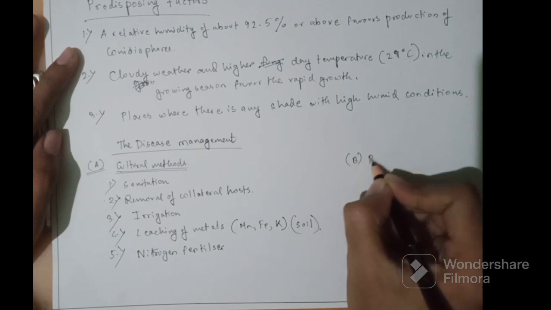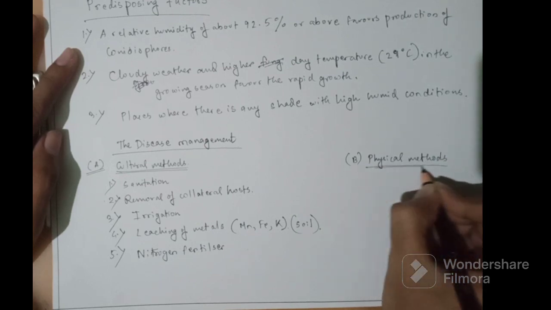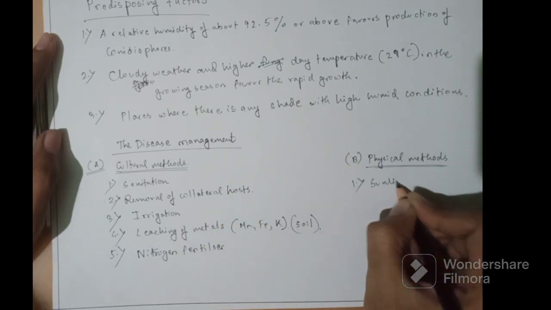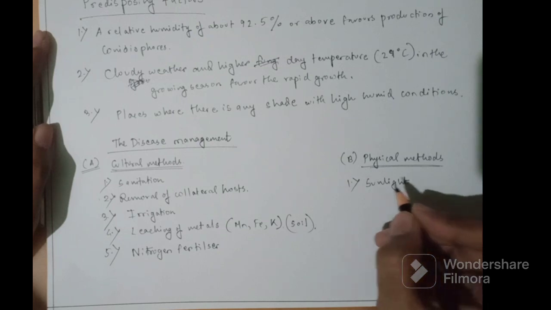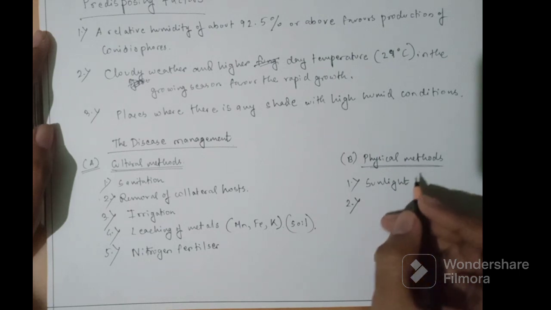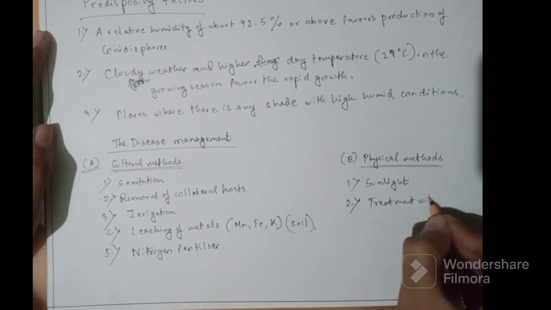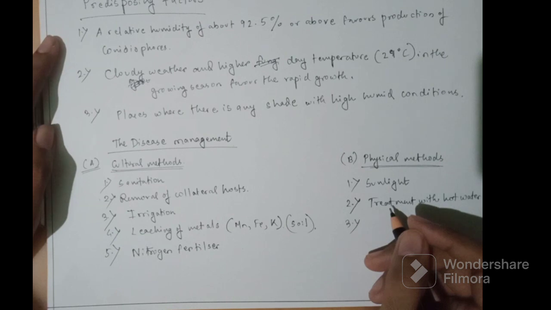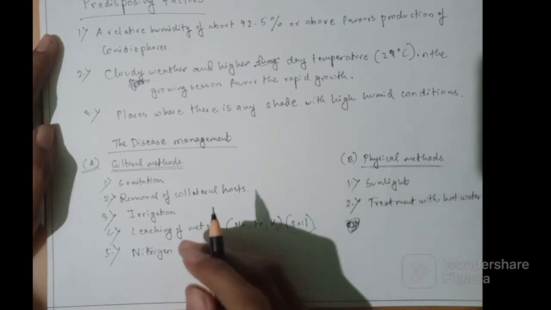Now, there are many physical methods, like growing the crop in a high sunlighted area, an area with bright sunlight, a field which has sunlight for more than 6 to 8 hours, and even treatment with hot water. These are the two things, physical methods.